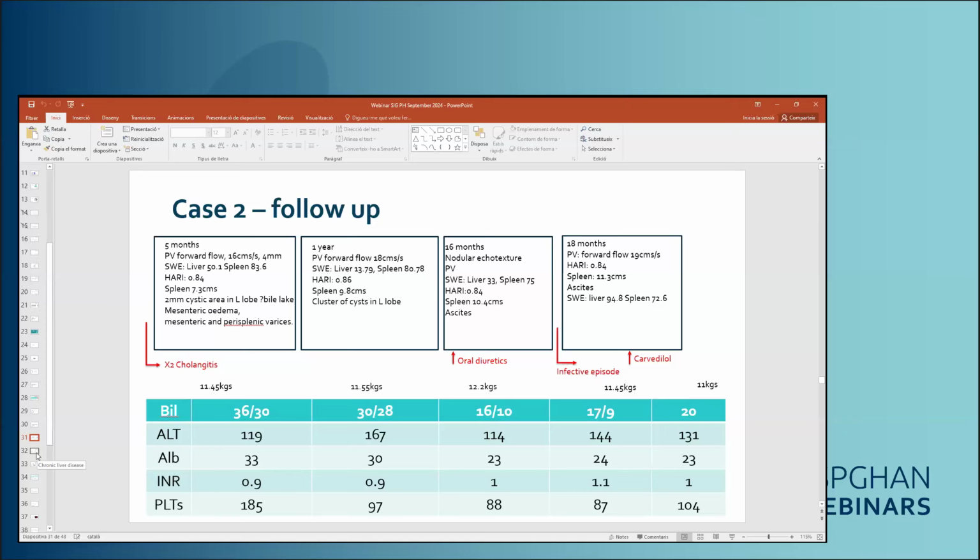So we started carvedilol after he'd had another infective episode, and whether this is replicated or experienced by other clinicians, what we found with him is that his ascites has become much easier to control. He's dropped right back down to 11 kilos, and his tummy is very soft, not completely flat, of course, but much more soft and manageable. He's currently waiting, and his mum is being worked up for a live donor transplant. So with children who you think are developing significant ascites, possibly an earlier intervention with carvedilol may be of benefit.